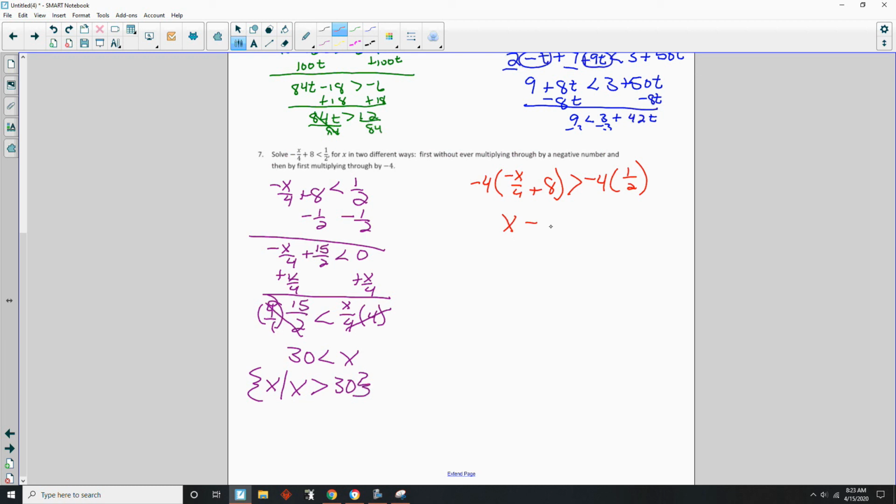Negative times a positive is negative. 8 times 4 is 32. Greater than, negative times a positive is negative. Half of 4 is 2. Add 32. Add 32. And we get x is greater than 30. Same as here. So if I put that in set notation, boom, boom, the set of all x such that x is greater than 30.